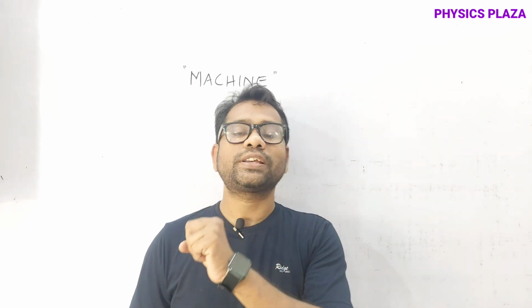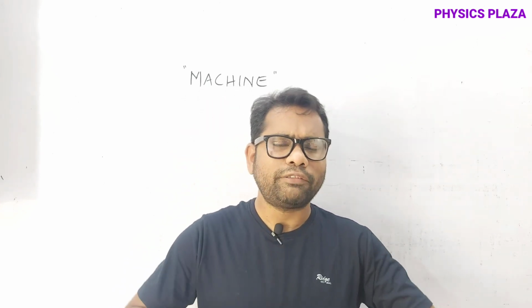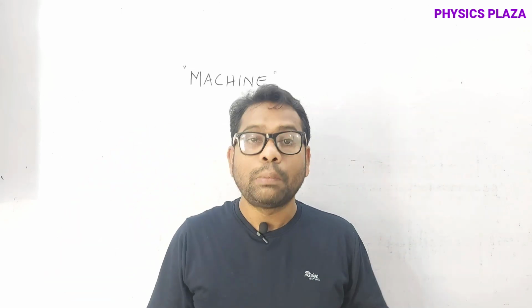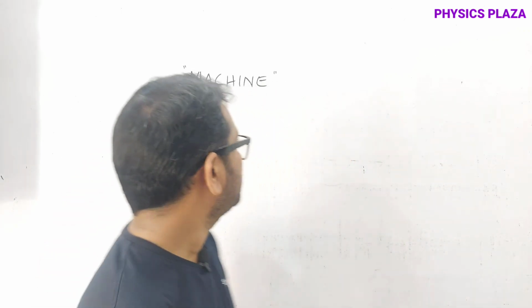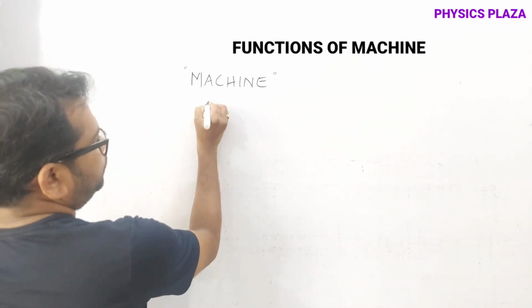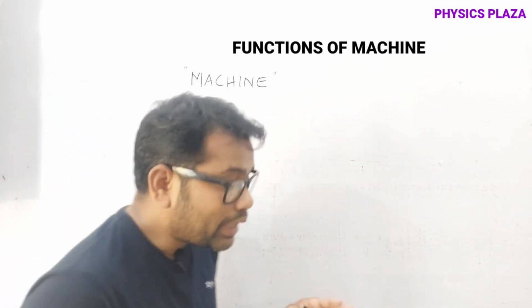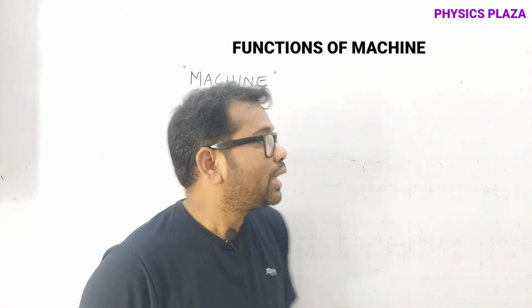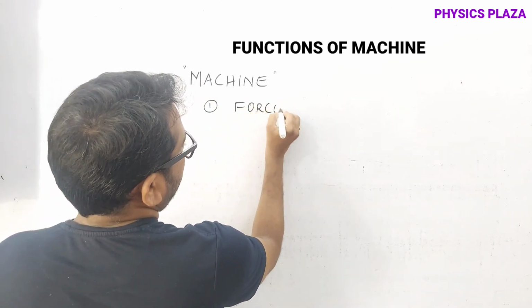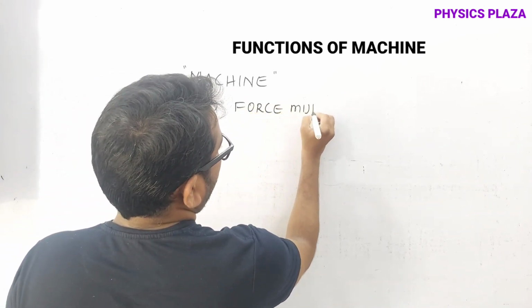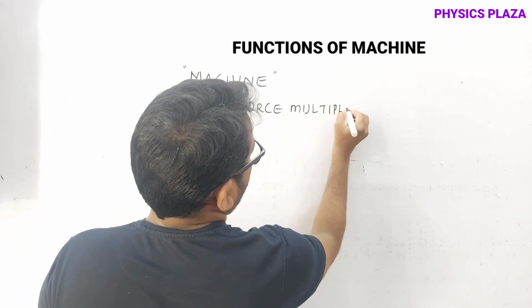And what are the functions of a machine, children? Of course, we have many functions of a machine, but we can classify all these functions into 4 points. The first one is that, in general, machines can act like force multipliers. First, let us see. So machines can act like force multipliers.